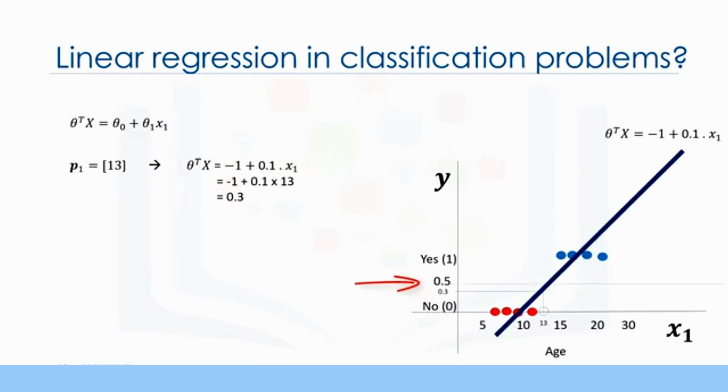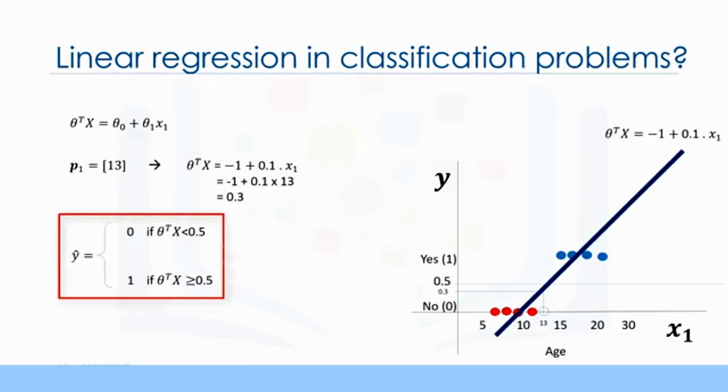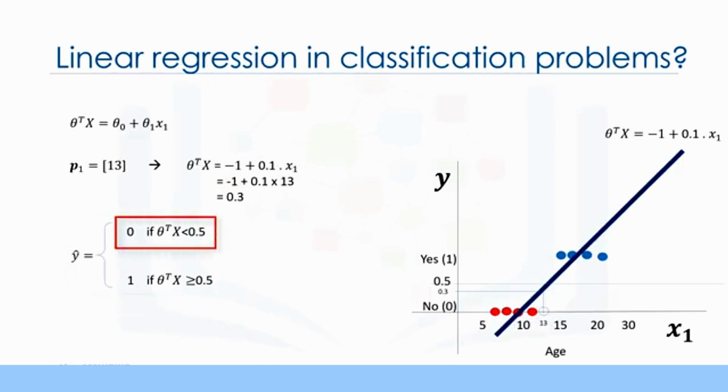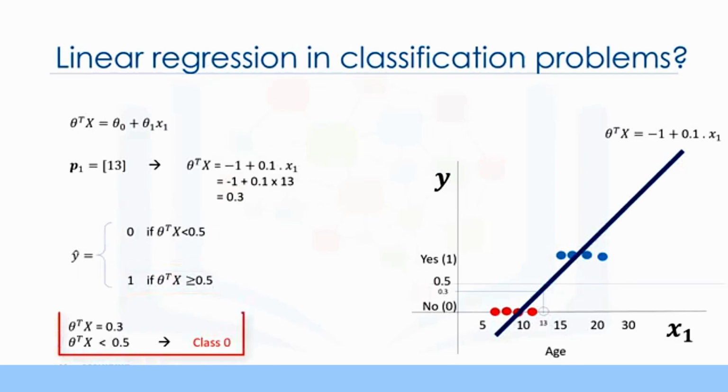Now we can define a threshold here, for example, at 0.5 to define the class. So we write a rule here for our model, y hat, which allows us to separate class 0 from class 1. If the value of theta transpose x is less than 0.5, then the class is 0. Otherwise, if the value of theta transpose x is more than 0.5, then the class is 1. And because our customer's y value is less than the threshold, we can say it belongs to class 0 based on our model. But there is one problem here.